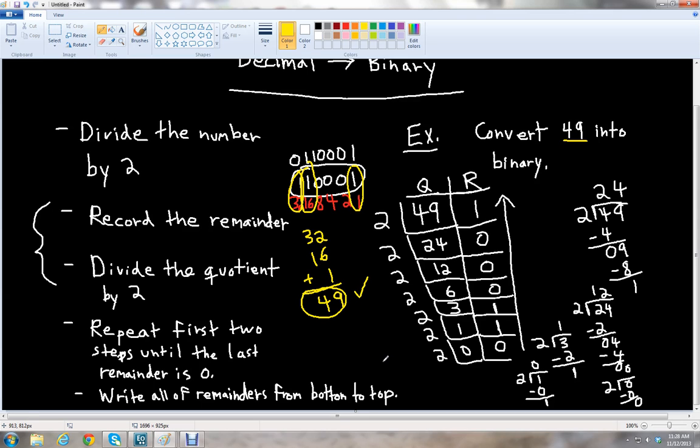So that's a way to check to make sure that your answer is correct: once you convert the decimal number into binary, try converting the binary number back to decimal, the one you started with, just to see if it's accurate.